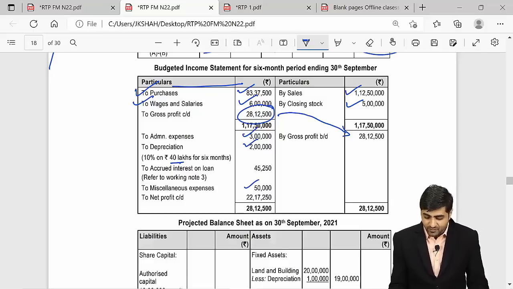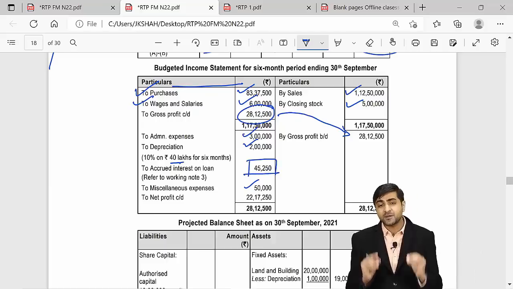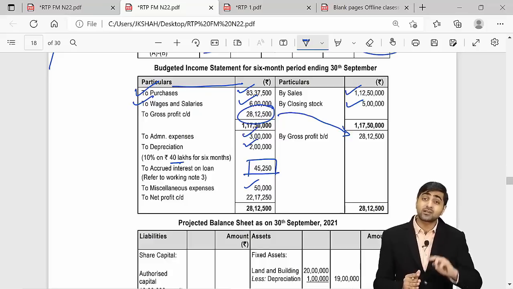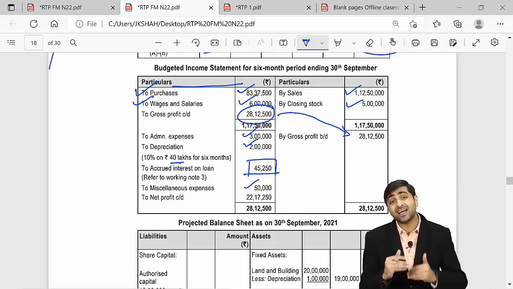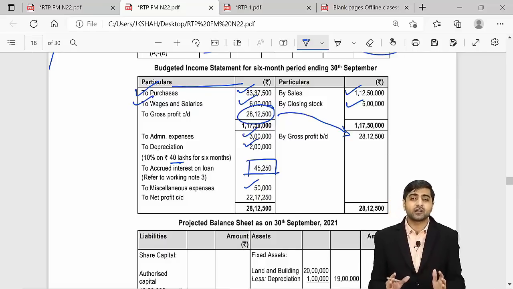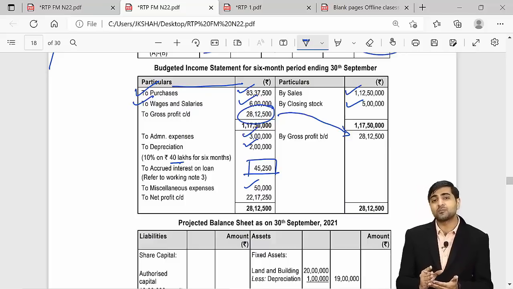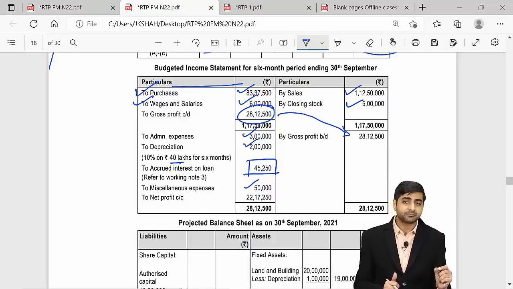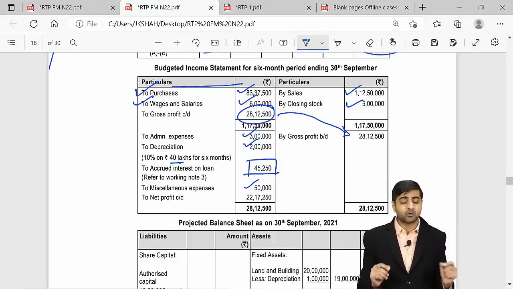And now there is some interest also which will be taken into consideration. They have specifically told in this question that interest will be paid towards the end. So we have to make the payment of interest towards the end of the particular year. That is why we are just preparing it here for the period of 6 months. Hence we have to accrue that particular interest. We are not going to make any payment of the same. So how will you calculate this amount of interest?